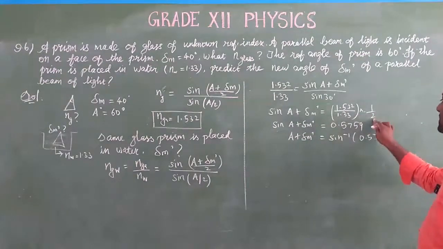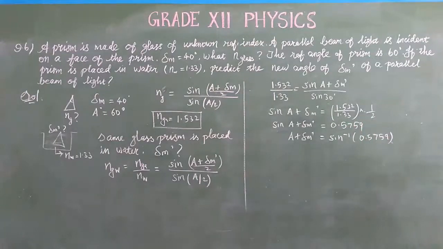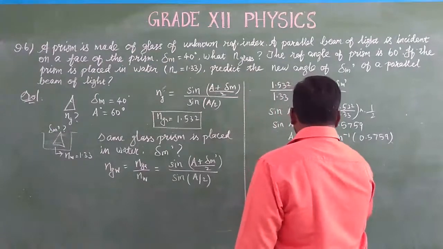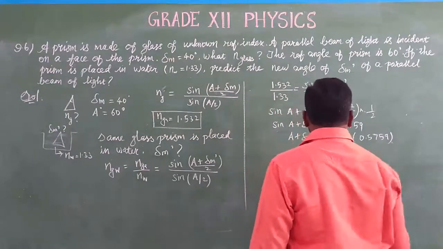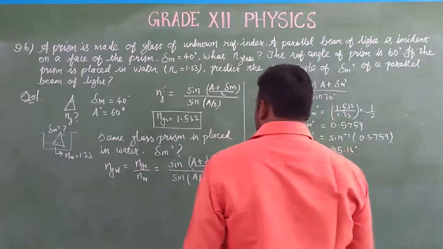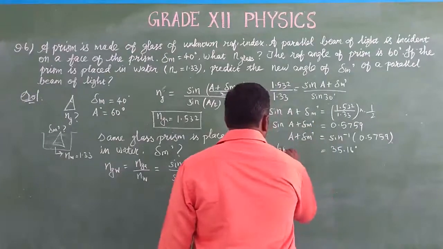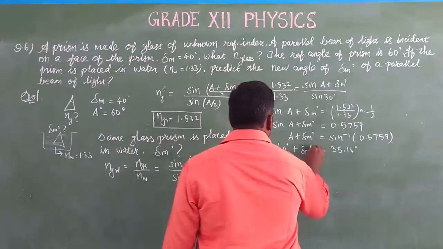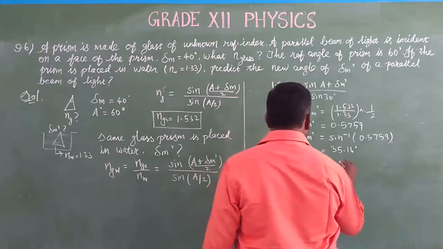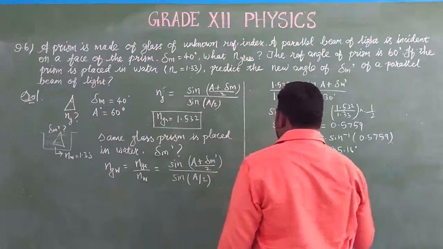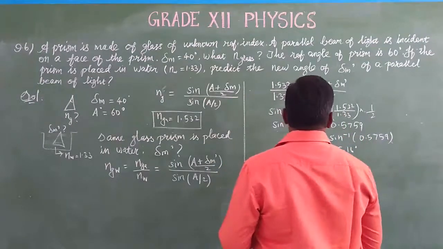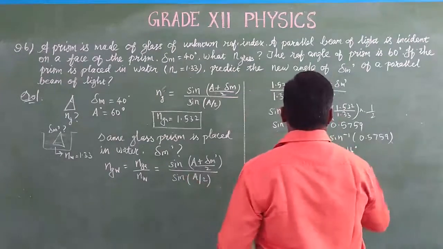After multiplication and rearranging, this is the value you will get. Then the sine inverse of this value is equal to 35.16 degrees. The angle of the prism is 60 degrees, and we don't know the angle of minimum deviation. Therefore, the angle of minimum deviation is equal to 60 degrees. Yes, one more thing we forgot to do: A plus delta by 2.